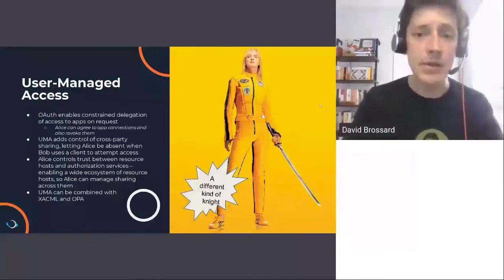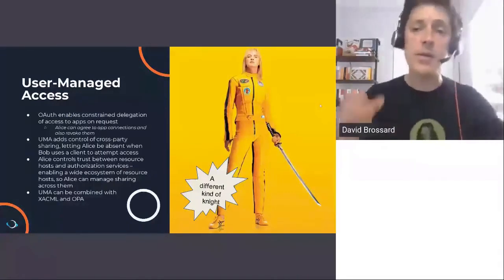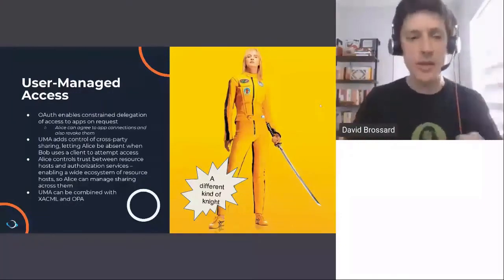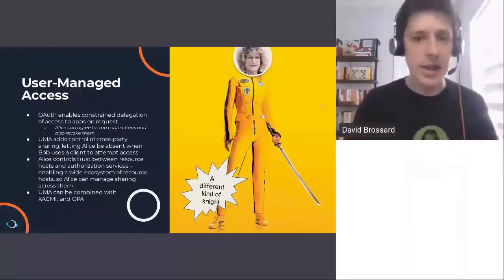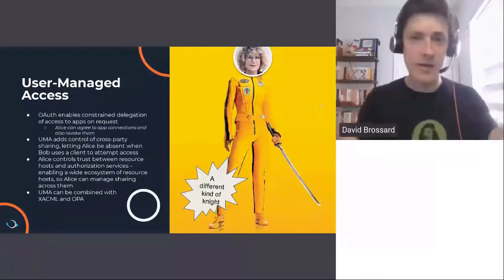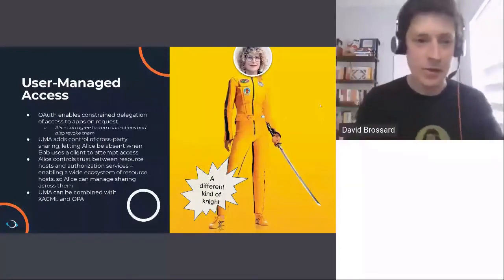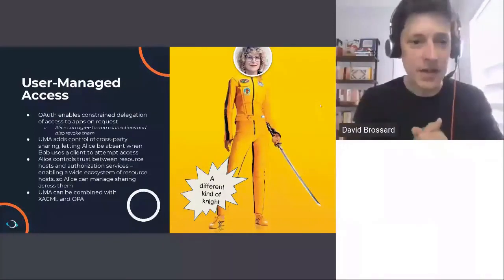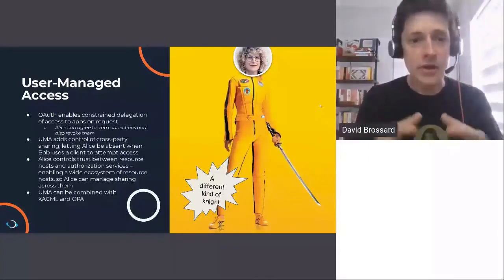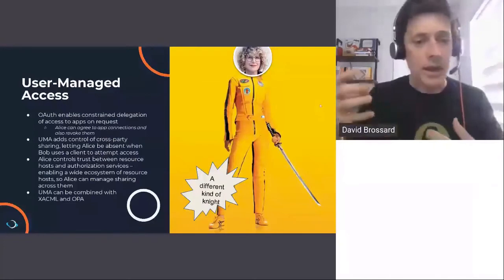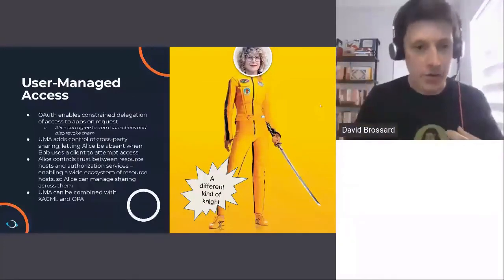Another identity-based standard is User-Managed Access. Remember I said there's enterprise-driven authorization, there's also user-driven authorization. Well, this is it, it's User-Managed Access. And of course, it's a slightly different kind of knight, which is why I have UMA here instead of King Arthur. It's also because it's UMA. User-Managed Access is a way to use OAuth so that you can enable constrained delegation of one app or one system or one set of data for another user.